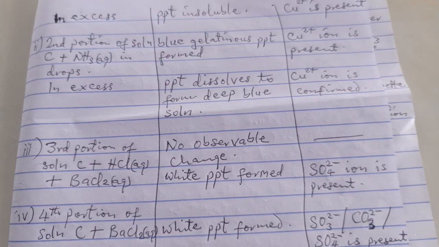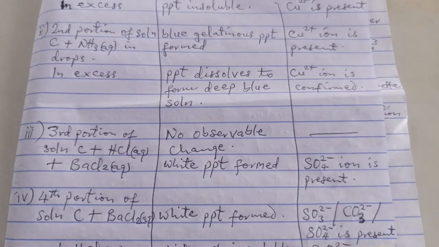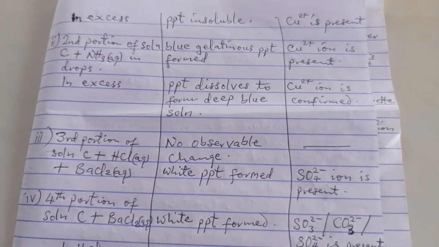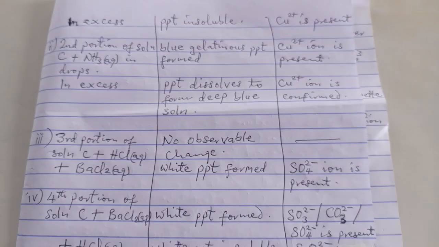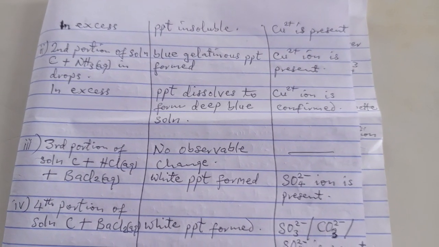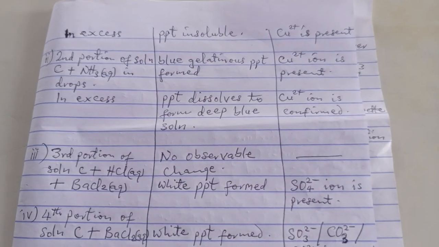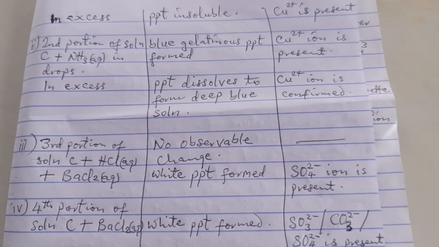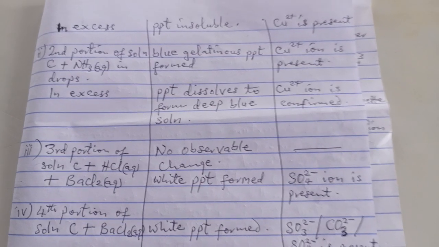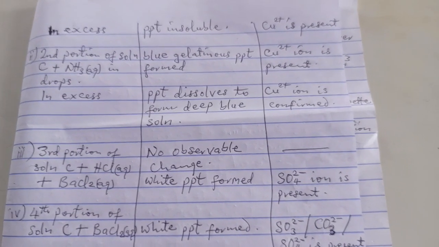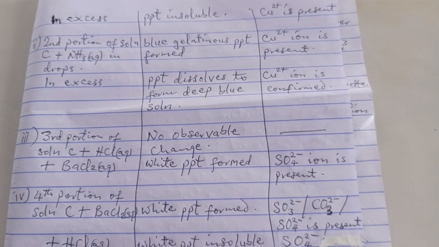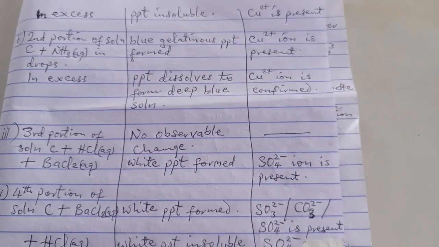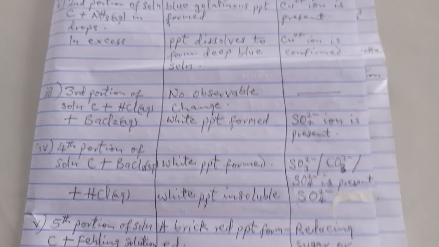Okay, now the second portion, you add aqueous ammonia in drops. When you add aqueous ammonia in drops, you have a blue gelatinous PPT formed, similar to what happened with sodium hydroxide solution. Then you report to them that Cu2+ is present. In excess, the blue gelatinous PPT dissolves to form a deep blue solution. And that means that the Copper 2 ion is confirmed.